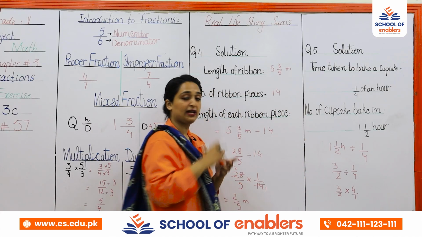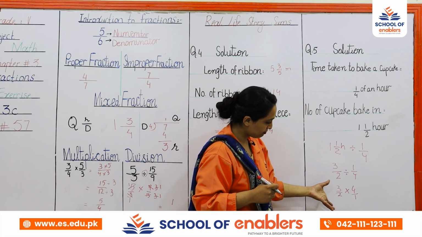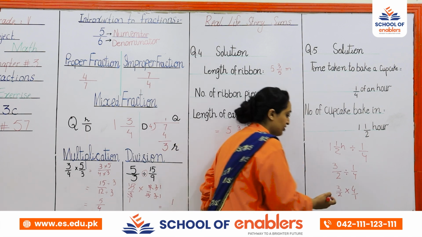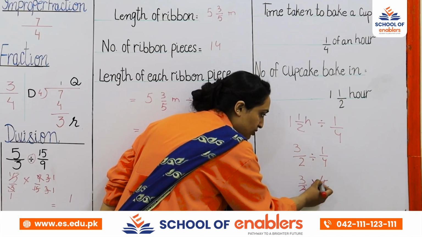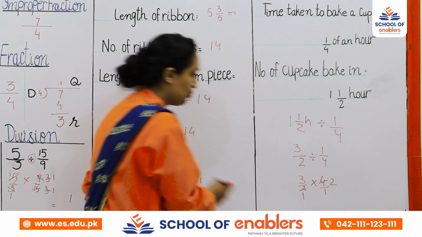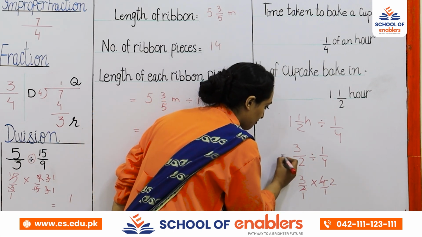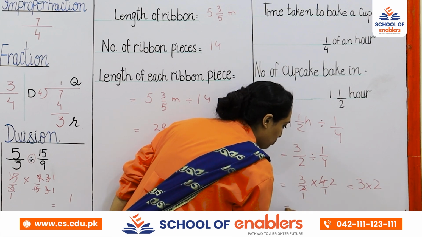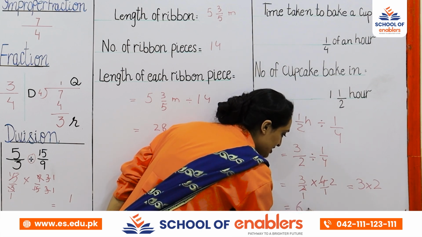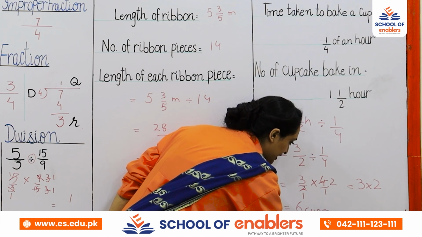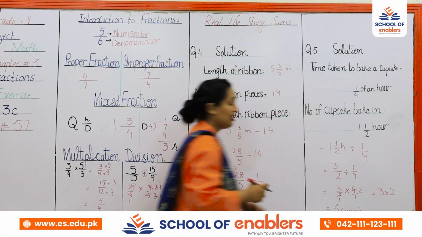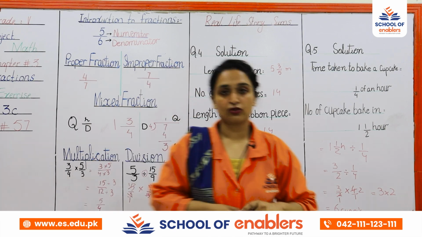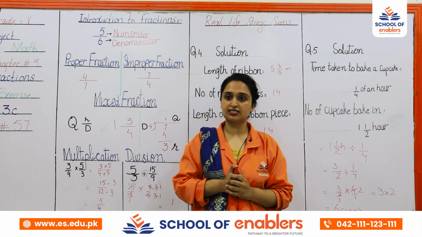So before multiplying we will see whether there is any cutting happening or not. If not, we will directly multiply. If it is, then we will cut it first. So 2 1s are 2 and 2 2s are 4. So we will be left with 3 multiplied by 2, and that is equal to 2 3s are 6 cupcakes. So in 1.5 hours he baked 6 cupcakes. For now we are done, and hopefully you will understand the concept.